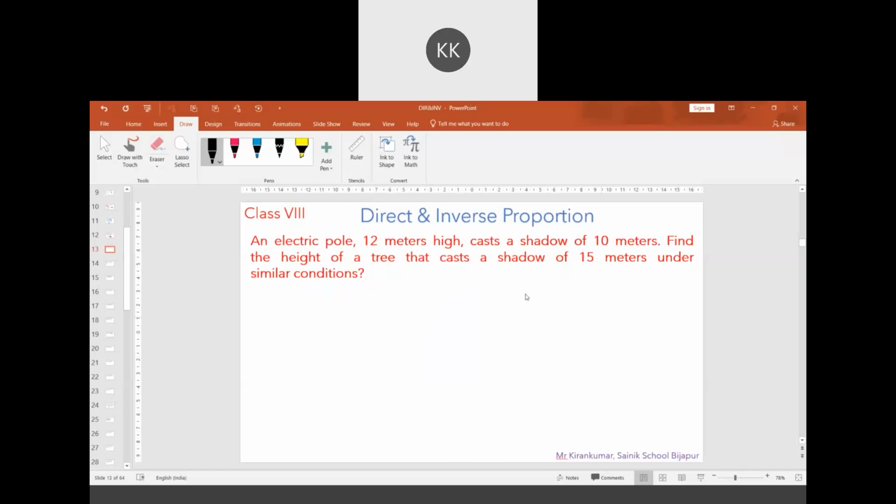One more question, let's see. Does this situation say that it's in direct proportion or inverse proportion? Look at this. An electric pole 12 meters high casts a shadow 10 meters. Find the height of a tree that casts a shadow of 15 meters under similar condition. Why did they mention that under similar condition?